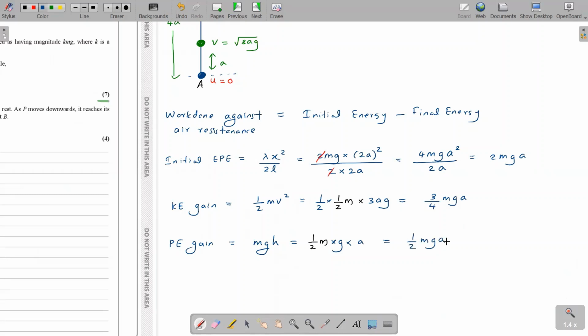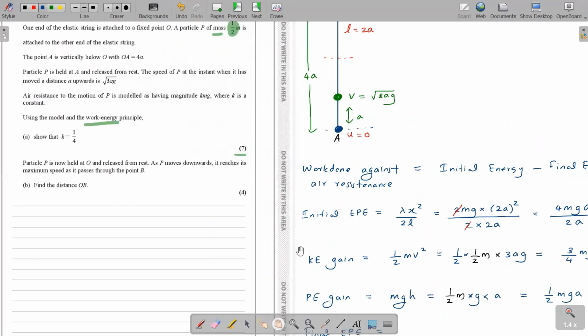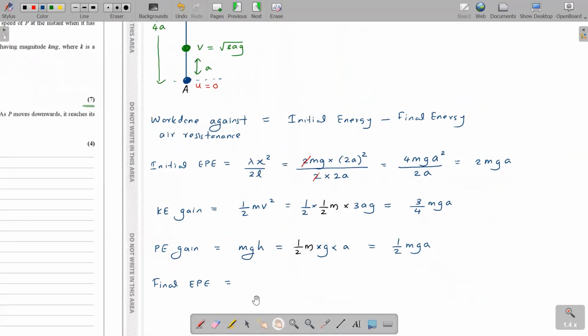And what else do we have? At the end, we also have the final elastic potential energy. They have not given any name to this point, but when you come to this particular point, we have to get the elastic potential energy. Again, elastic potential energy is lambda x square over 2L. The lambda value is 2mg. What about the extension?